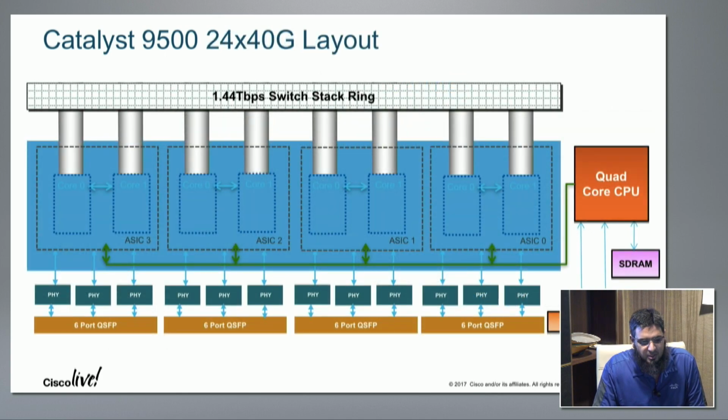Right? Very simple architecture. The 24 port 40 gig has 4 ASICs. They are all connected in the back with the stack ring, which can go up to 1.44 terabits per second, and that makes the box line rate on all ports.